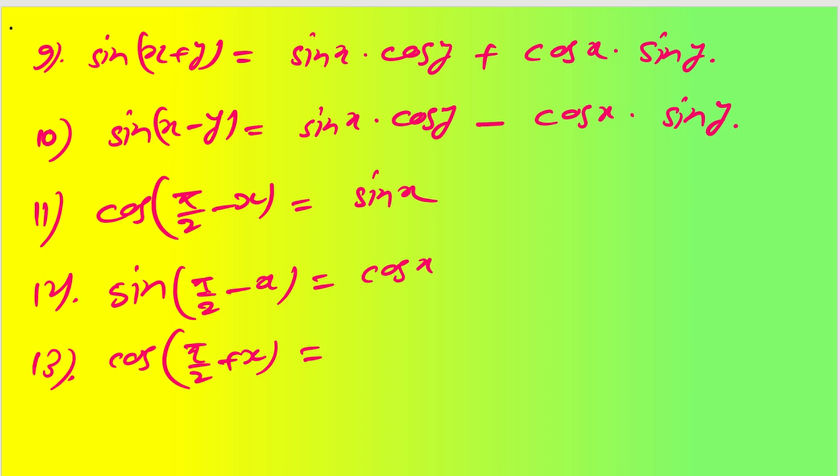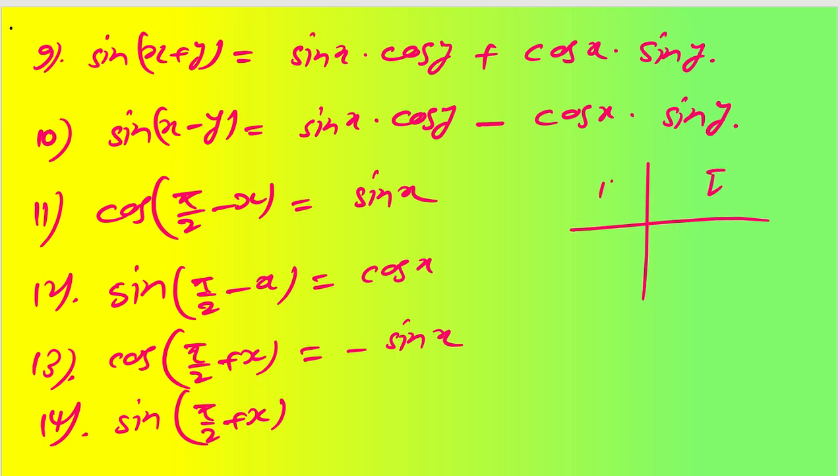So cos of pi by 2 plus x is going to be in the second quadrant, right? So what will this be? Cos is negative in the second quadrant, so it will become minus sin x. Then next is sin of pi by 2 plus x. So you have to just consider this.